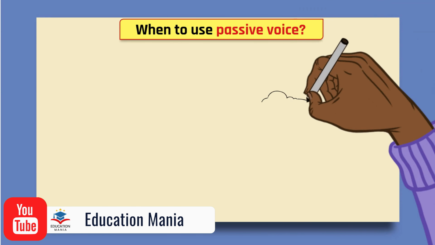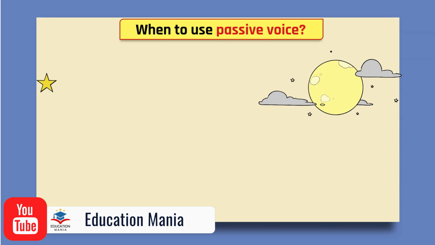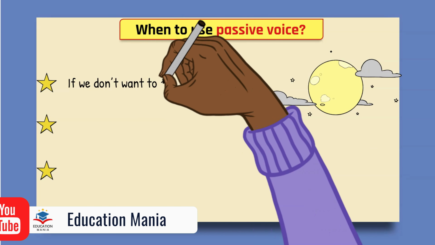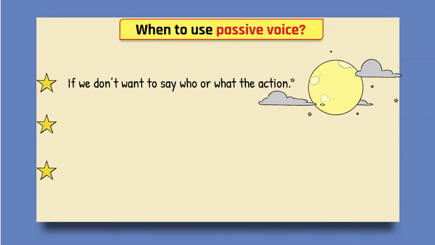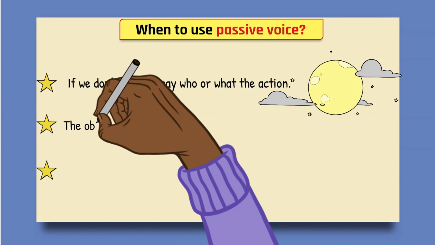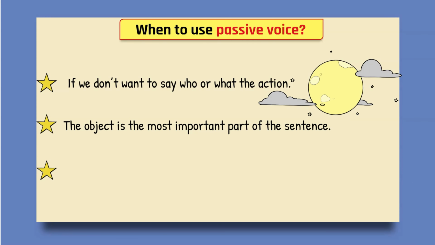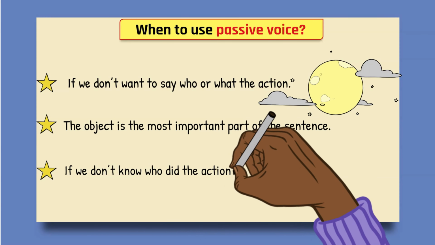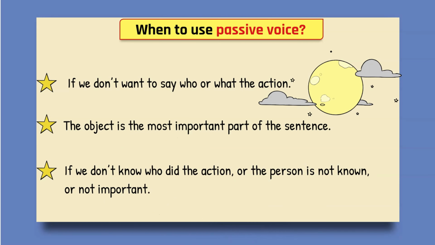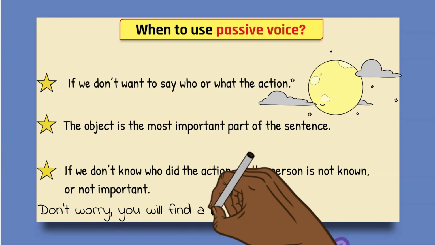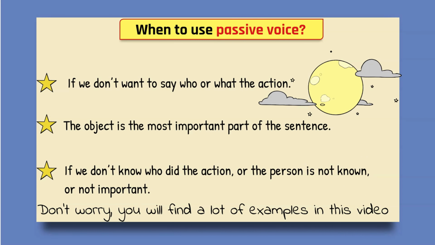When to use passive voice. If we don't want to say who or what did the action. The object is the most important part of the sentence. If we don't know who did the action, or the person is not known, or not important. Don't worry, you will find a lot of examples in this video.